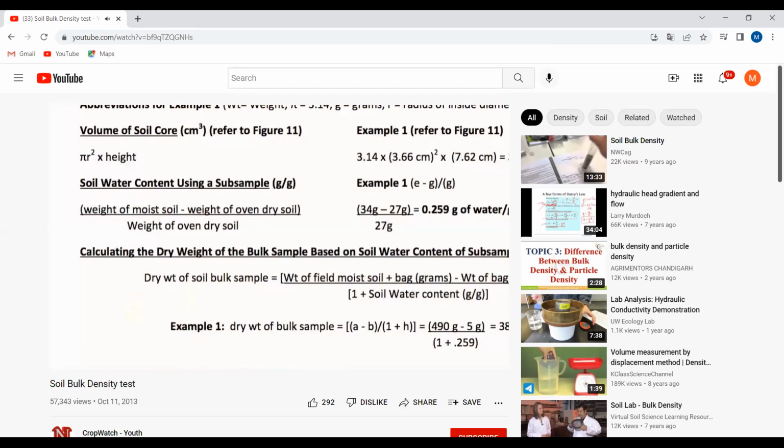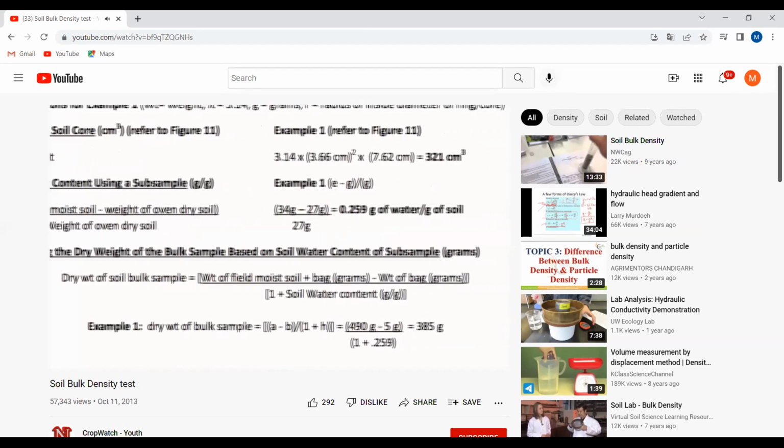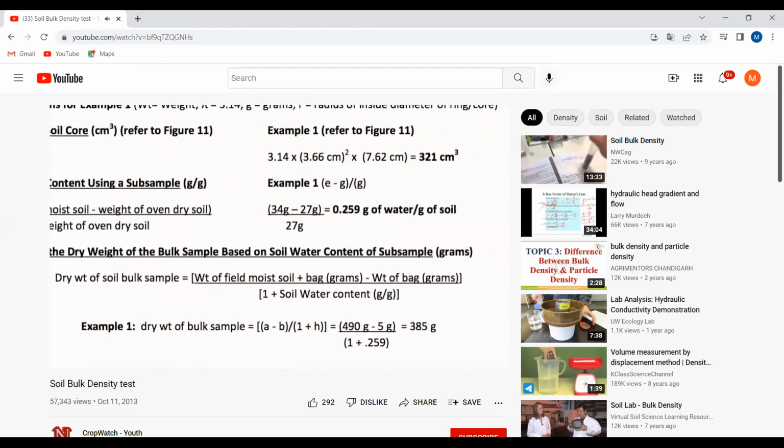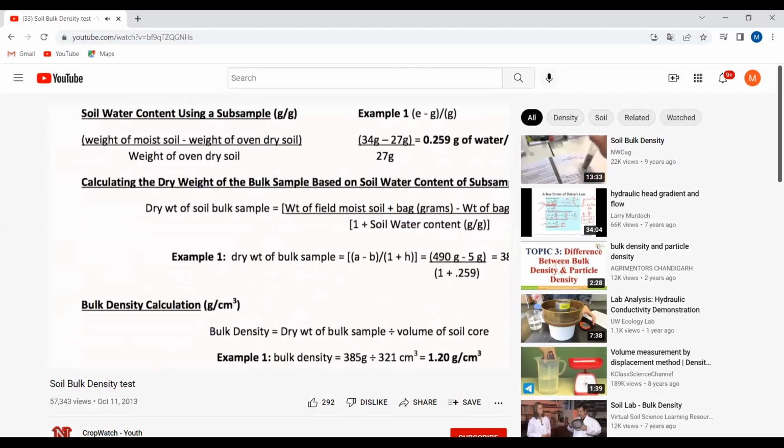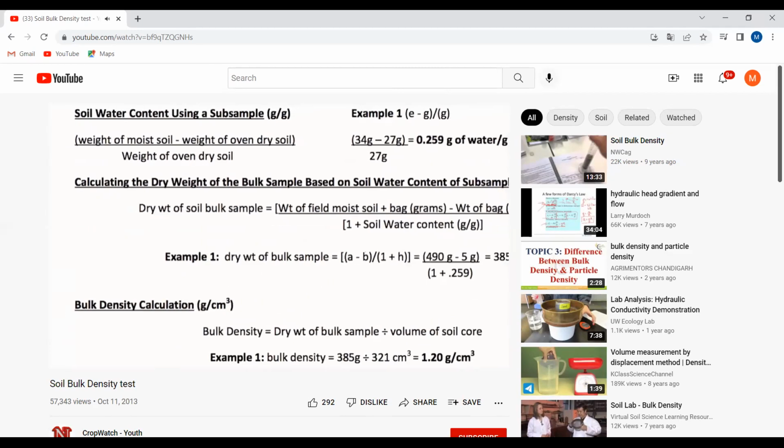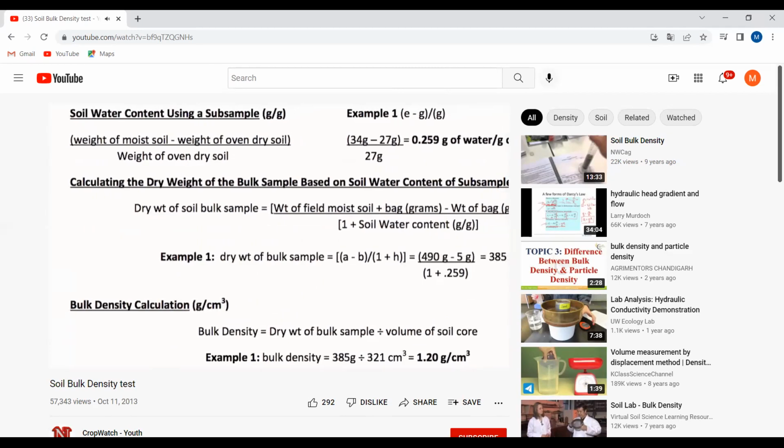We're going to take the weight of the moist soil minus the dry weight of the soil, divided by the dry weight, and that gives us the grams of water per gram of soil. And then we run through the bulk density calculations, basically all the way through to where you determine the grams per cubic centimeter.